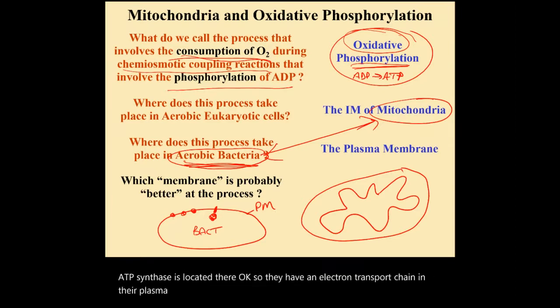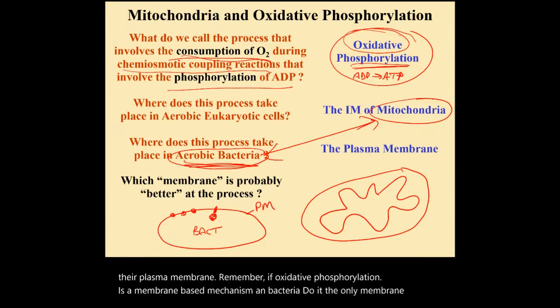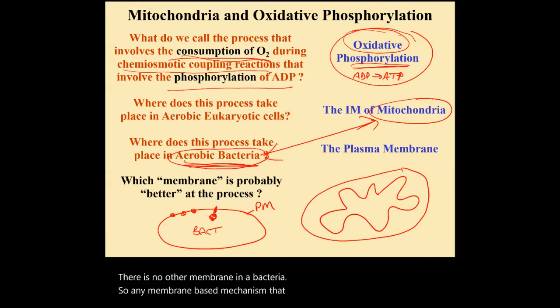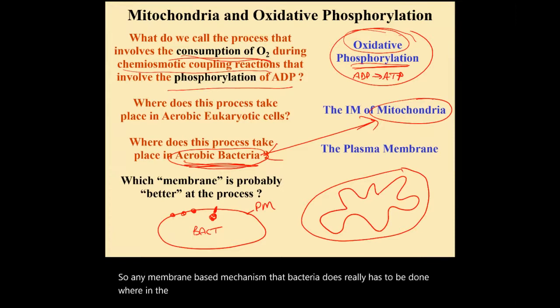Remember, if oxidative phosphorylation is a membrane-based mechanism and bacteria do it, the only membrane that a bacterial cell has is the plasma membrane. There is no other membrane in a bacteria. So any membrane-based mechanism that a bacteria does really has to be done where? In the plasma membrane. Okay?